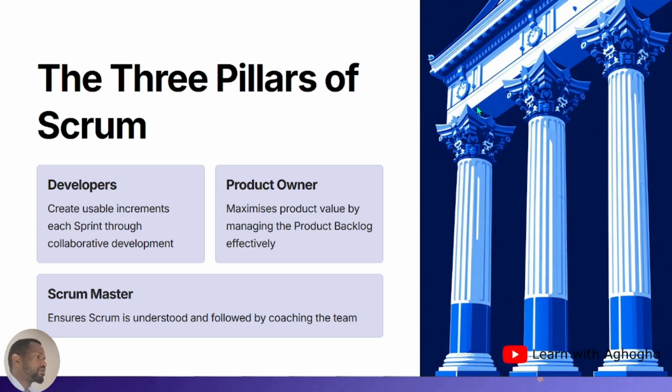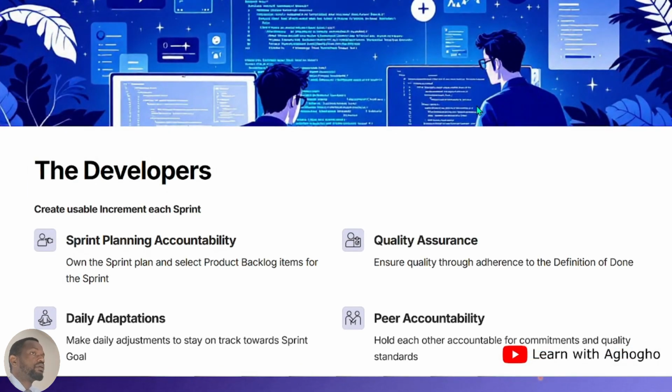The developer creates usable increments each sprint through collaborative development. Product owner maximizes product value by managing the product backlog effectively. And Scrum Master ensures Scrum is understood and followed by coaching the team. Developer, what does developer do? Creates usable increment in each sprint.